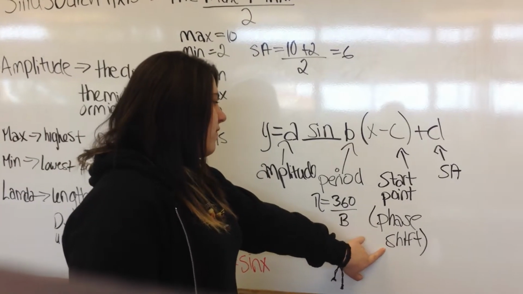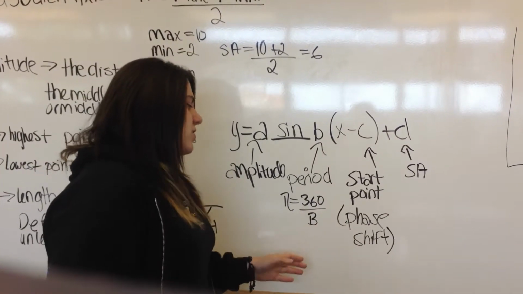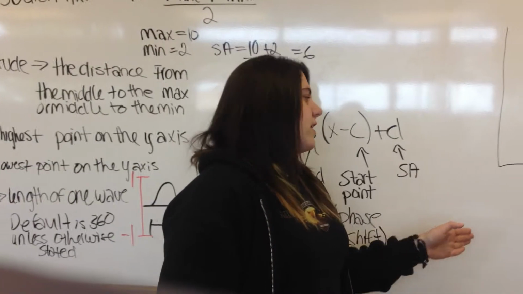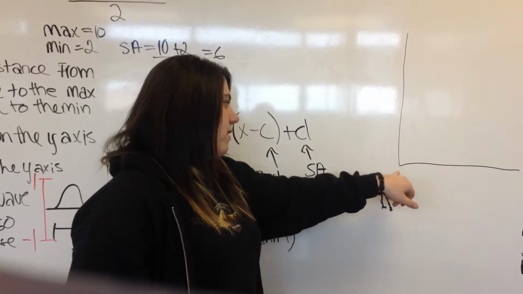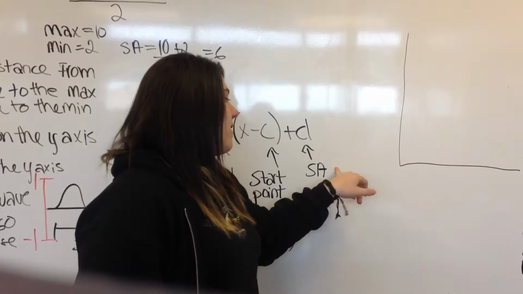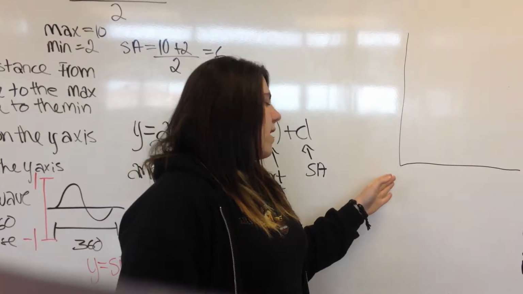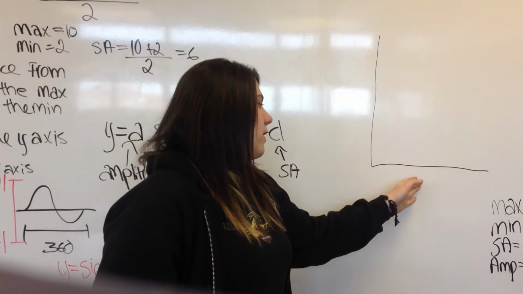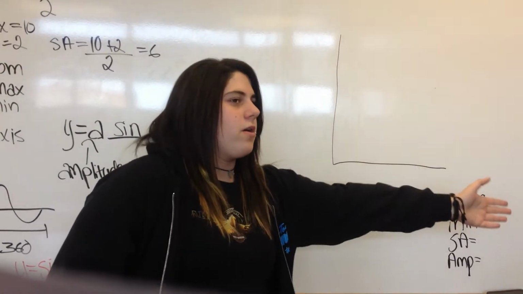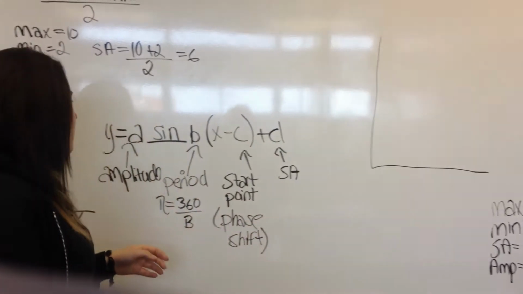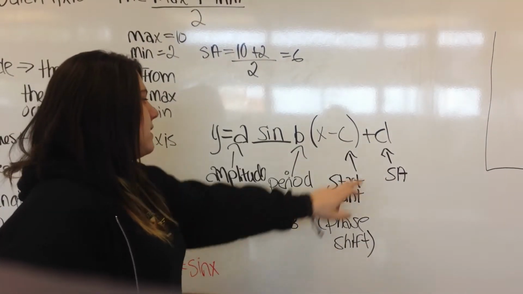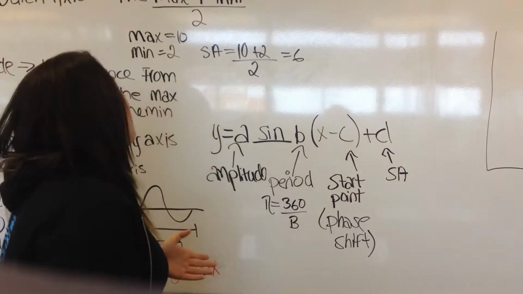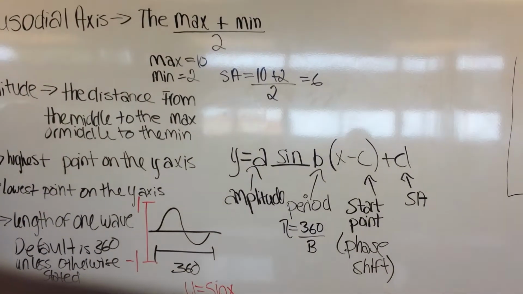Over here, we have our phase shift. That's just saying that it doesn't always start at 0. 0 would be right here at the center point of the graph if it were to continue that way and that way. And sometimes time starts at 20, or a minute, or an hour. It doesn't always start at 0, so that would be shown right here, C. And D, that's just your sinusoidal axis, which we learned right there.